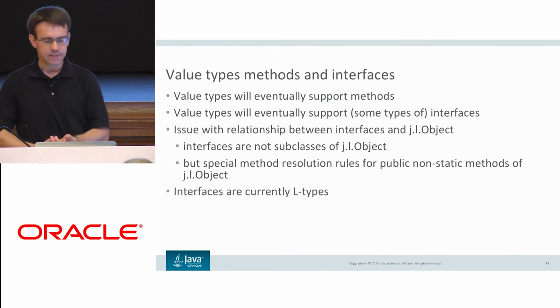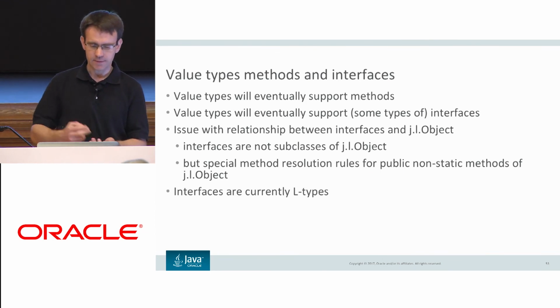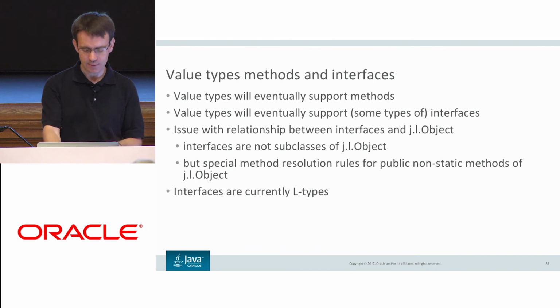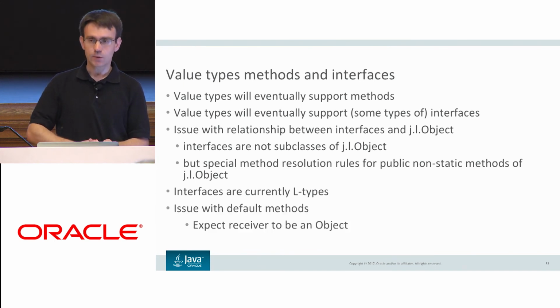If you look at signatures, all the semantic interfaces are currently considered as L types, which is an issue for Q types, the value types. We also have issues with default methods, because the body of a default method expects the receiver to be an object.